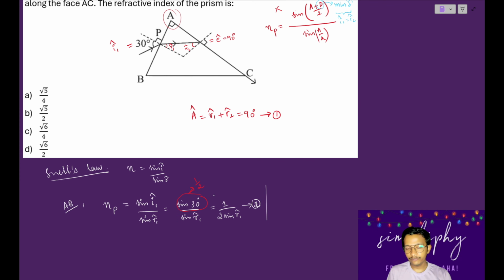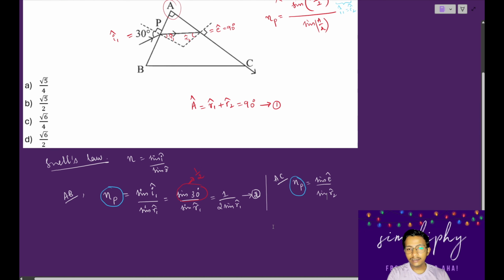Now I can't move any further, but if you see the question clearly, we have another surface AC where we have more data, the angle of emergence E. So let's apply Snell's law for the surface AC. Notice that the refractive index of the prism is not changing, because the material of the prism has not changed. It's the same prism. So it is sine E divided by sine R2.